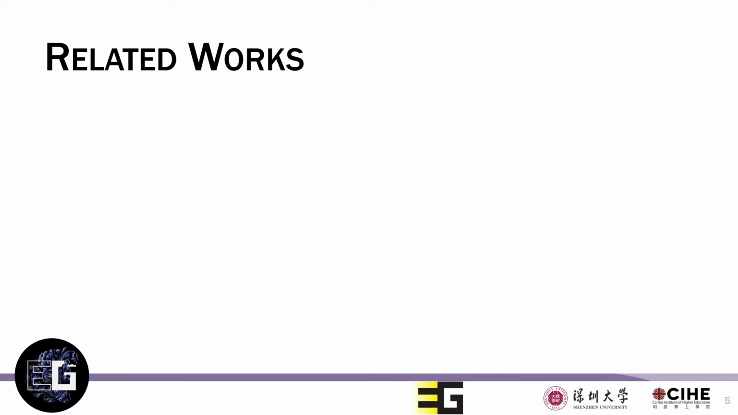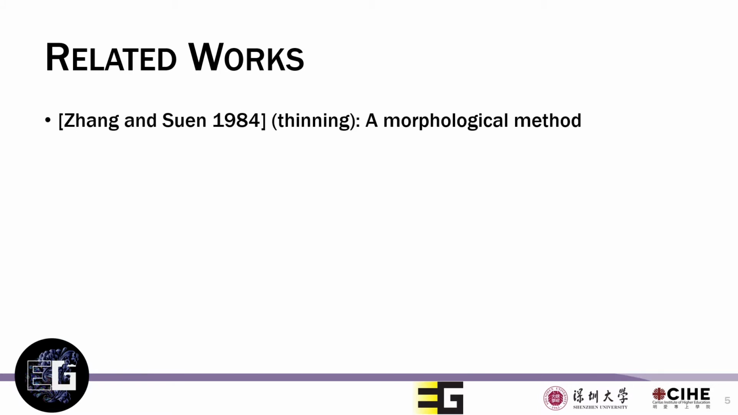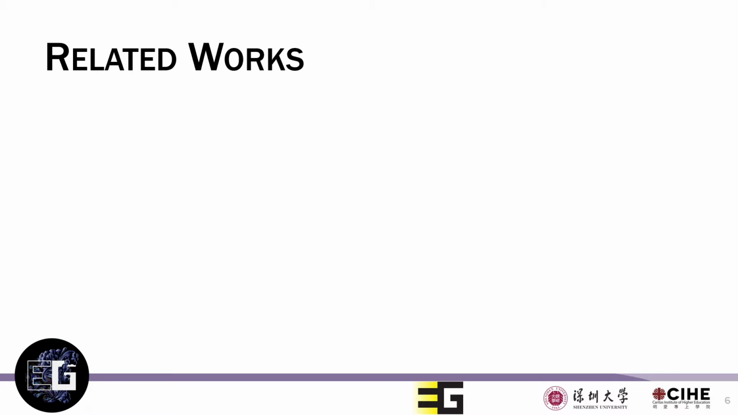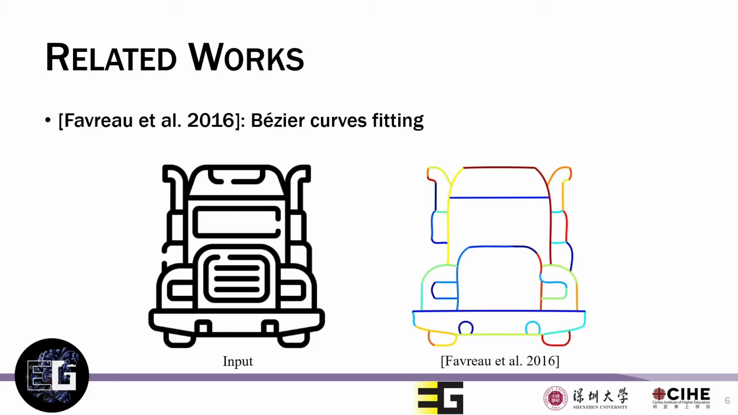Including the thinning method, there are some related works that need to be mentioned. As stated before, the thinning algorithm is a morphological method which will have some errors at the junctions. Favreau and others use global information to resolve ambiguities at junctions. This method tends to output over-segmented and oversimplified results. Moreover, it cannot handle complex junctions and non-closed strokes without user interaction.